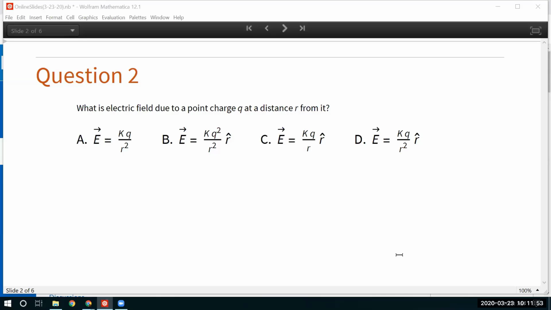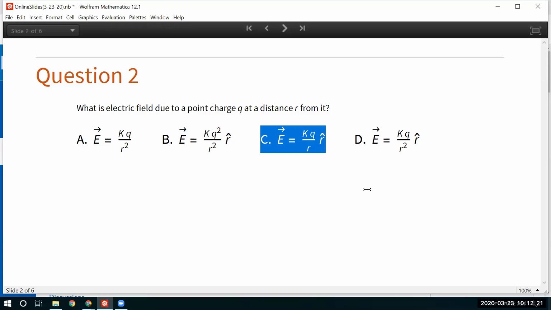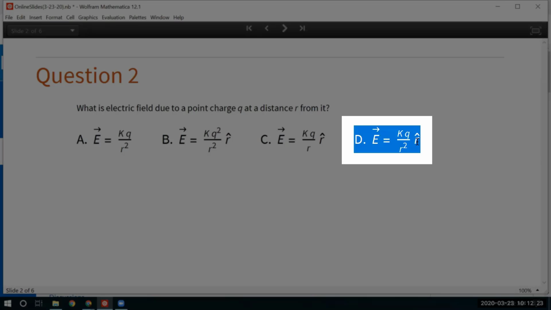So again, let's just go over it briefly. This time it's an electric field. It's still an inverse square law. It's still a Coulomb force. Out of these 4 answers, only 3 of them are vectors: B, C, and D. So we've already eliminated A because it's not a vector on the right side. And out of these 3, Q squared in the numerator is not correct. Electric field is proportional to the charge. And 1 over r is also not correct. Again, it's an inverse square law. So D turns out to be the correct answer.